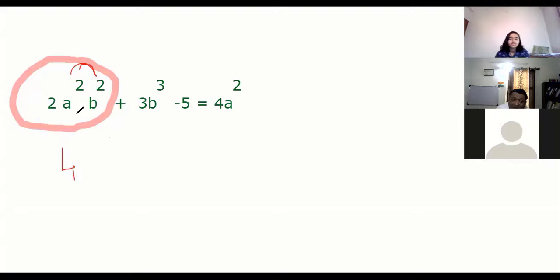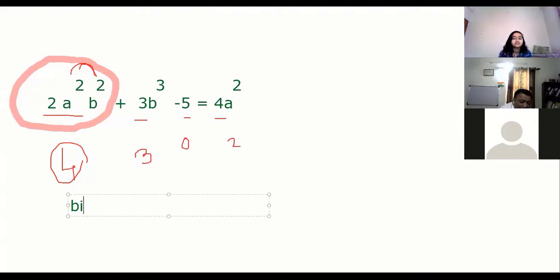Power of a term, not the variable. What is the power of a? 2. What is the power of b? 2. What is the total power of this term? 4. What is the power of this term? 3. Power of this term? 0, because it is the constant 5. And the power of this term is 2. Highest power is 4. So the degree is 4, known as biquadratic. The point is, it's not about the variable, it's about the term, the highest power of a term.